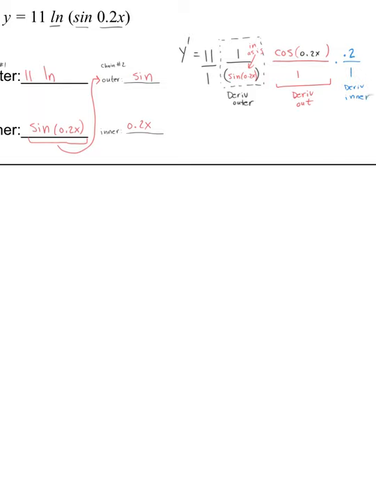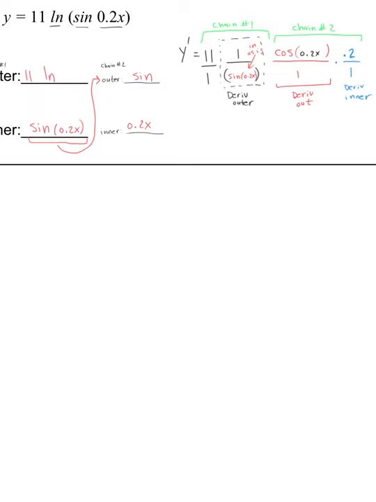All right, so I'm going to kind of outline this. This right here is the first chain, first 2 steps. All right, derivative of the outer, 1 over something, inner as is, sine of 0.2x. Now I start over. This whole thing here is the entire second chain, all 3 steps. Derivative of the outer, cosine of something, the inner as is, 0.2x, and the derivative of the inner, 0.2.